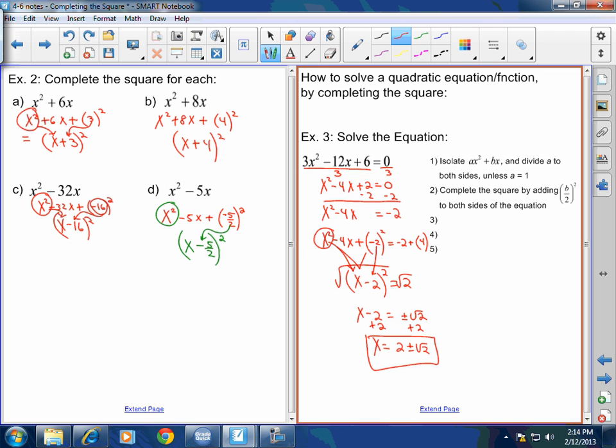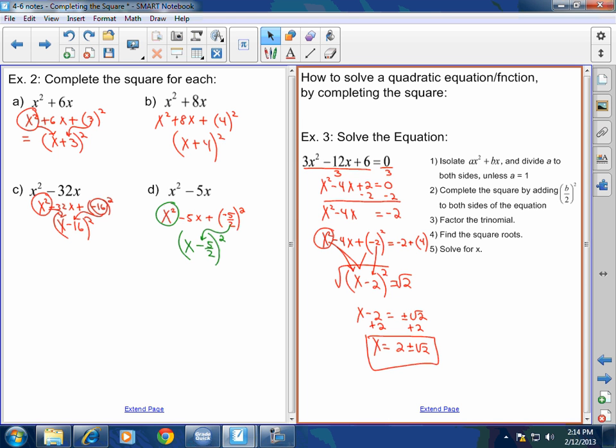Talk to me. Oh, and I didn't do the steps. Step 3, factor the trinomial, which we did. Step 4, find the square roots, which we did. Step 5, solve for x, which we did. We're going to do another example. But questions so far? Okay, I'm going to take that as a no.